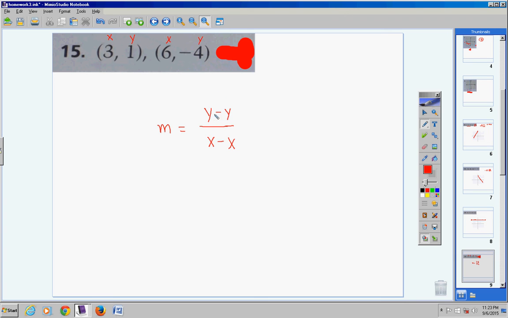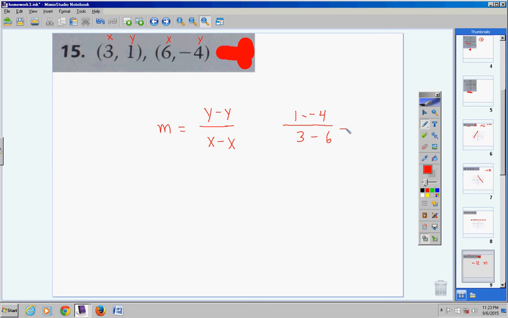Now this is my x, this is my y, this is my x, this is my y. Y minus y. I'm going to start with this y. So I have 1, and then minus, and then my next y, which is negative 4. So 1 minus a negative 4. You've got a double negative there. 1 minus a negative 4. And then for your x's, it's 3 minus 6, or 3 minus negative 6.